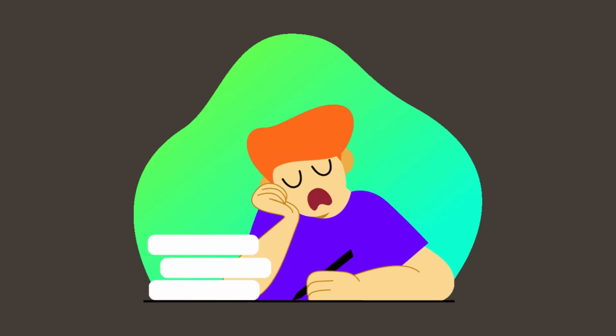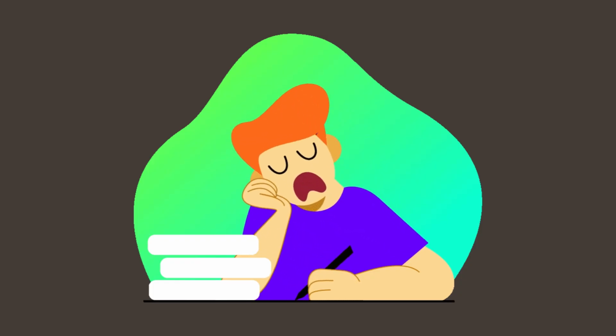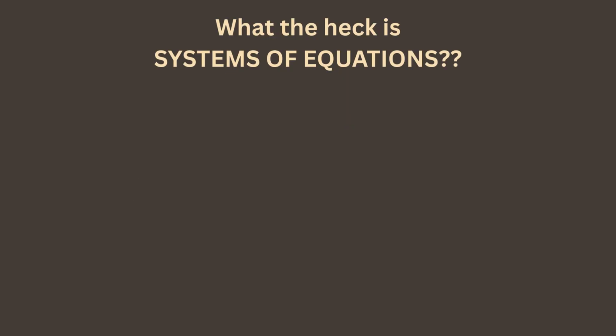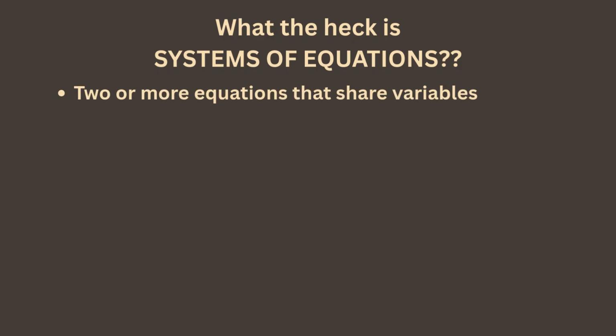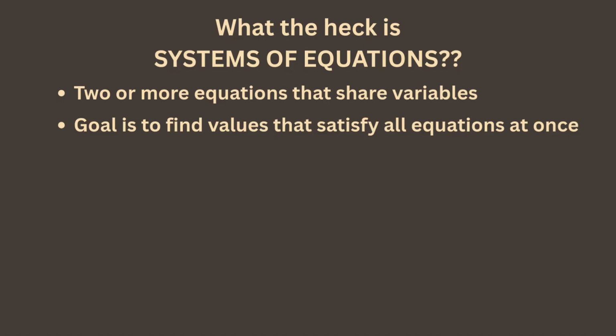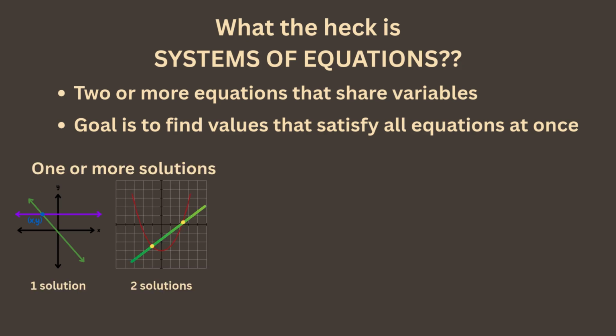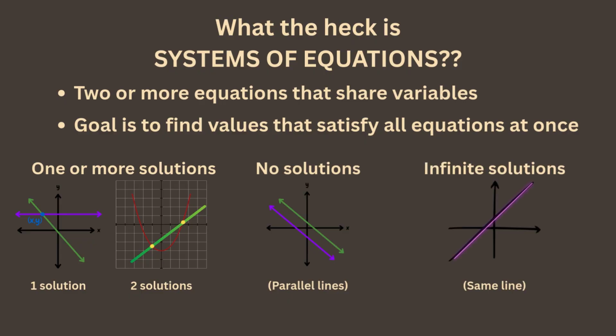So if you're like me and don't pay attention in school, you might ask, what is a system of equations? Well, it's when we have two or more equations that share variables, and the goal is to find values that satisfy all equations at once. Graphically, this would be where the lines or curves intersect. Solutions can be one or more solutions, no solution, or infinite solutions. So now I'll go over the three methods of solving these on the SATs and ACTs.